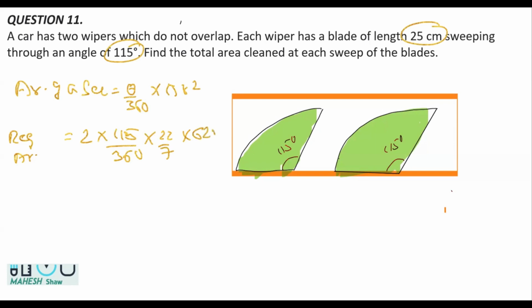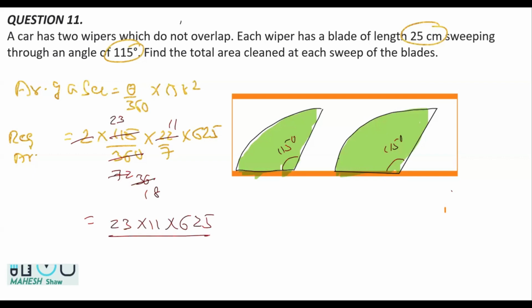So 25 square is 625, so it can be reduced. What I can see here, it is divisible by 5 and 5, 23 times, and 5, 72 times. Now rest, I think this can also be reduced by 36. Further, I can reduce this with 11, and this becomes 18. So we have 23 into 11 into 625, that whole divided by 18 into 7, which is 126.